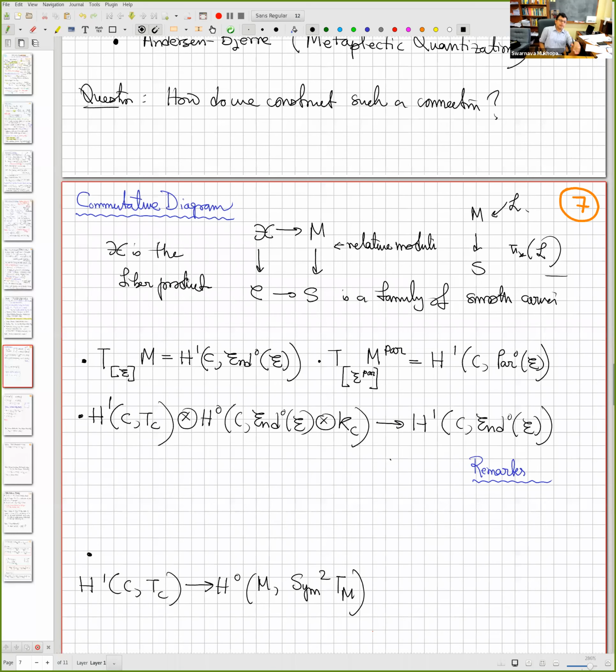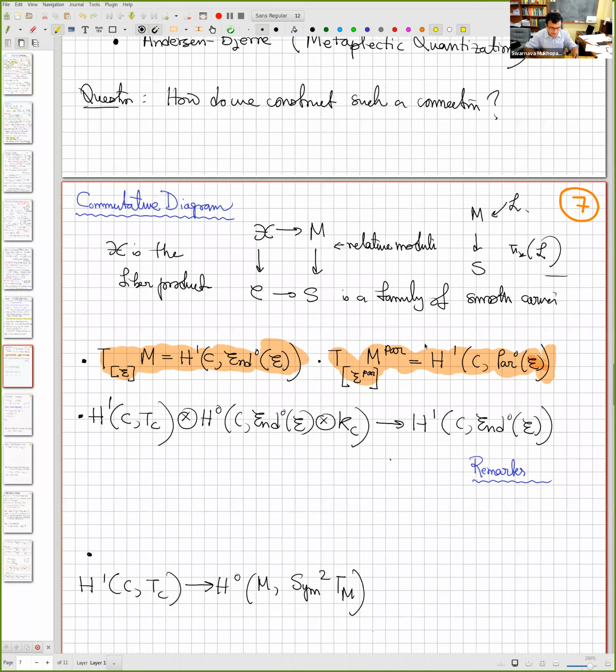Okay, so let me recall some basic facts. If I look at the tangent space of the moduli of G bundles, or for SLN, if E is a smooth point, then the tangent space is just described by H1 of the endomorphism bundle. Similarly for the parabolic moduli space, there is a similar description where you replace the endomorphism bundle by parabolic endomorphisms. Parabolic endomorphisms are just the endomorphisms that, restricted to that one particular point, preserve the flag.